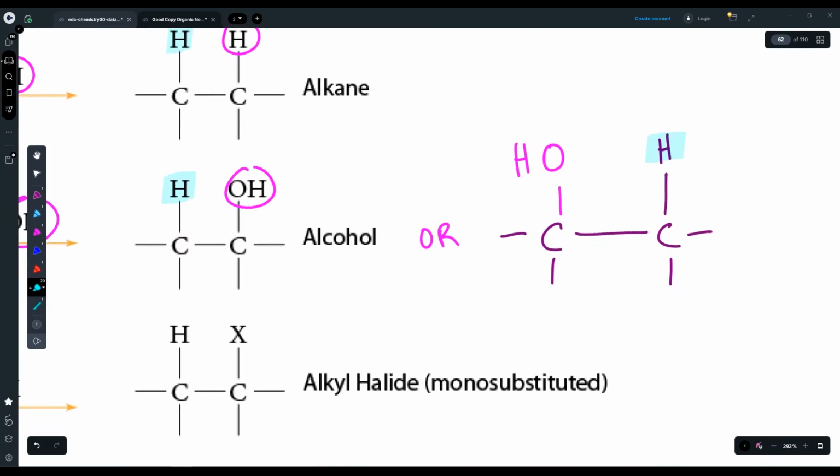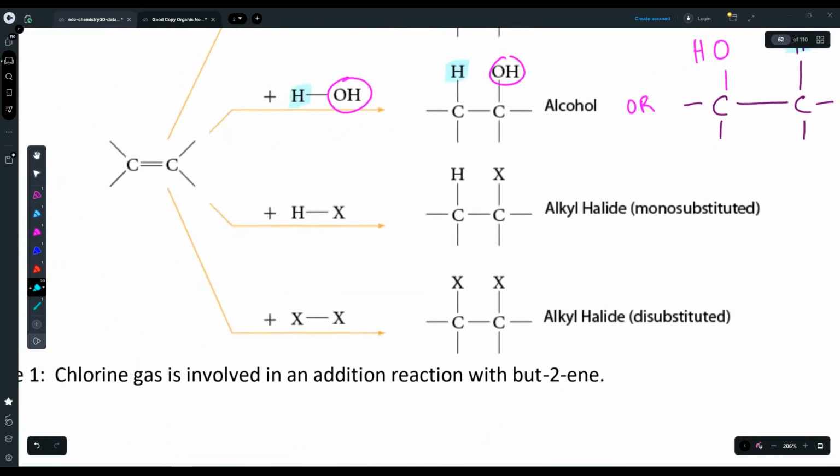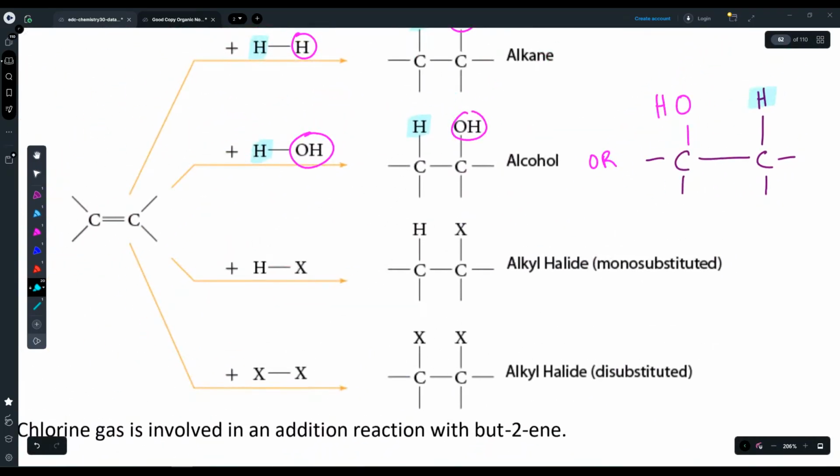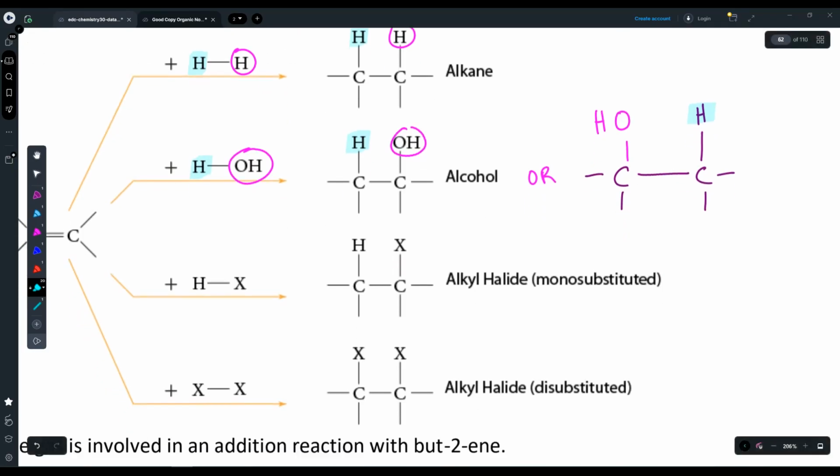Okay, so it could go either way. The main idea is that you're able to predict at least one possible product. In Chem 30, we don't go far enough into the rules to be able to make a more accurate prediction as to which one of the products will be more favored in the reaction.